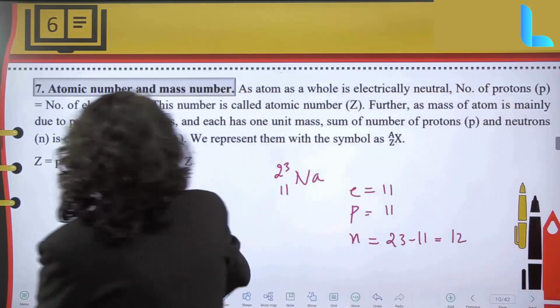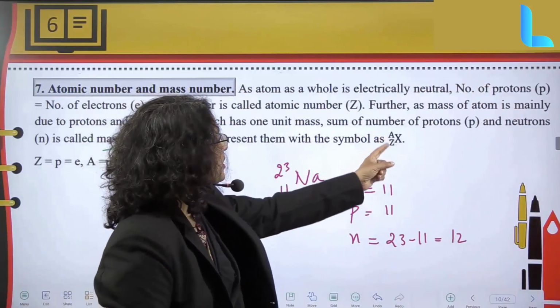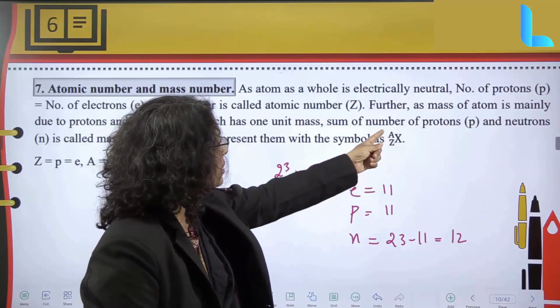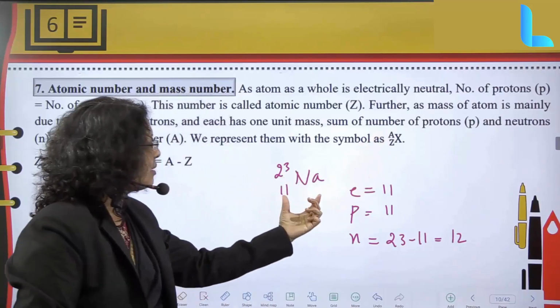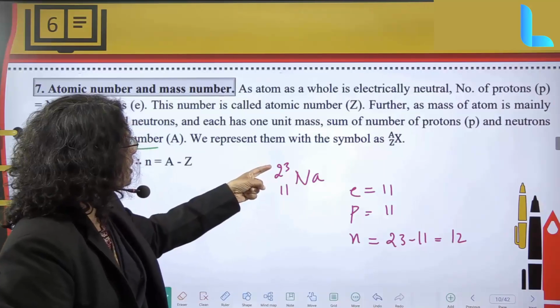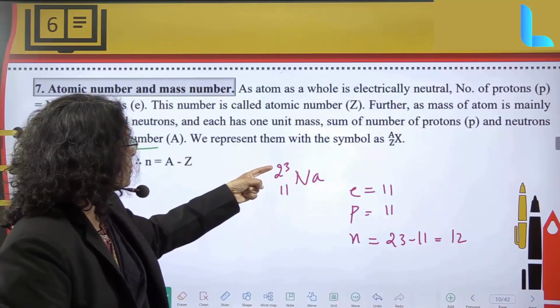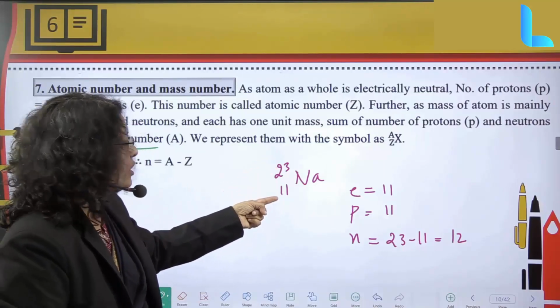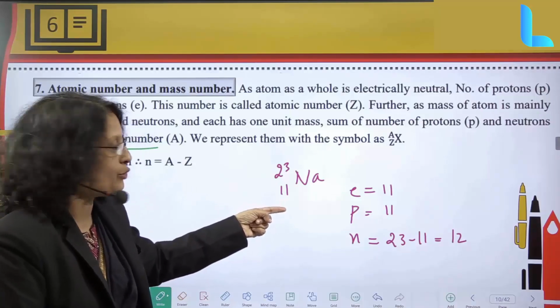So what is atomic number and what is mass number? How are they written? A and Z. Z is the atomic number, A is the mass number. So for example, in the case of sodium, the number written in superscript is called the mass number. The number written in subscript is called the atomic number.